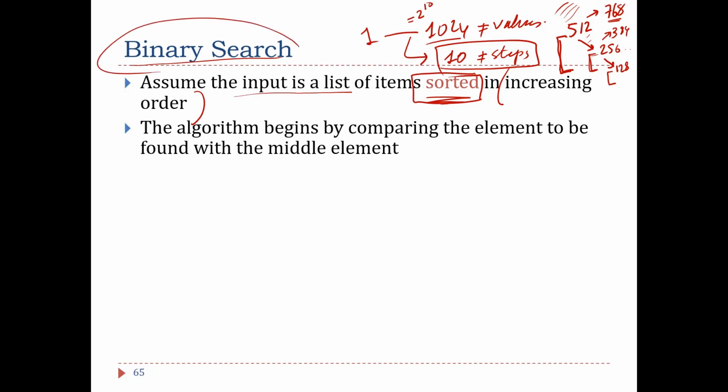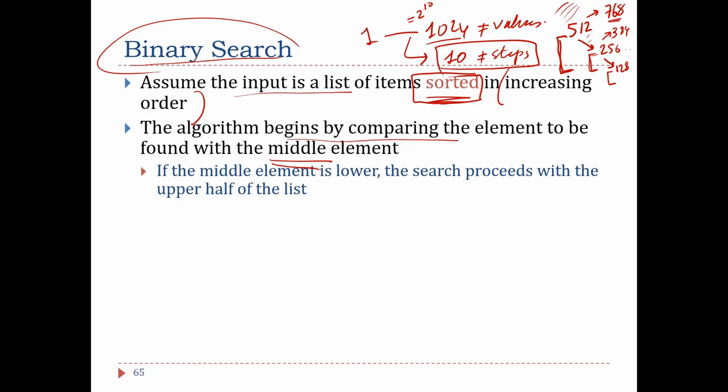Okay, so we know that numbers are sorted from 1 to 1024, and we are asking the person to tell us whether the guess is greater than, less than, or equal. In searching for a value in a certain array, this works exactly the same way. The algorithm begins by comparing the element to be found with the middle element. If the middle element is equal to the element that you are looking for, then bingo, you can stop right there. Otherwise, if it's lower, then the search proceeds with the upper half of the list.